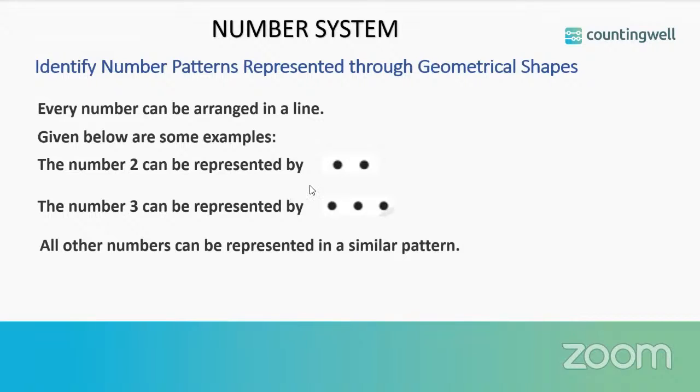Now, so our user wanted to know about triangular numbers and square numbers. So these are nothing but number patterns represented through geometrical shapes. Every number can be arranged in a line. So every number we can represent through a geometrical shape. Here it is a line. So for example, the number 2, it can be represented by 2 dots arranged in a line. The number 3 can be represented by 3 dots which are arranged in a line. And we can use this concept for all the numbers. That's why all other numbers can be represented in a similar pattern.